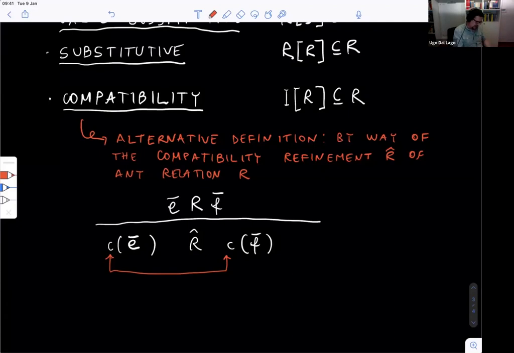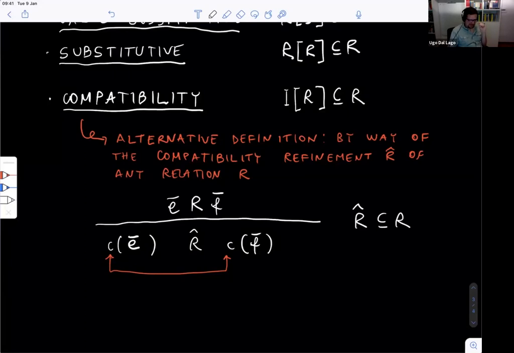This way, you can give the alternative definition of compatibility as a form of a closure operator, because you just say that a relation is compatible if its compatibility refinement is a subset of itself. And that's it. So we have at least defined what compatibility means precisely, formally. And that's quite nice because this is like the first kind of property that we really want to have about the relations.